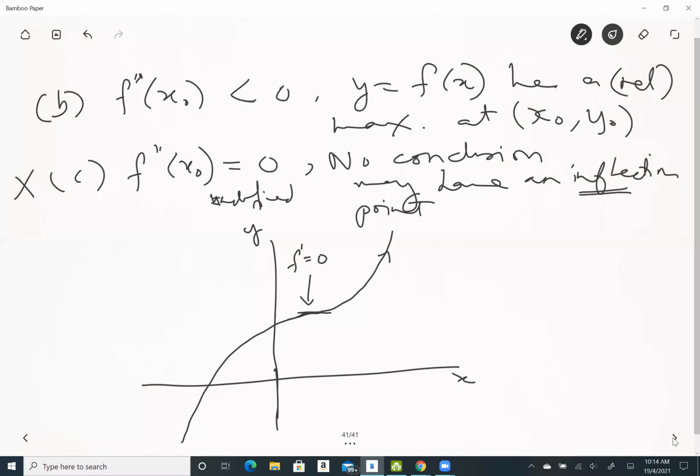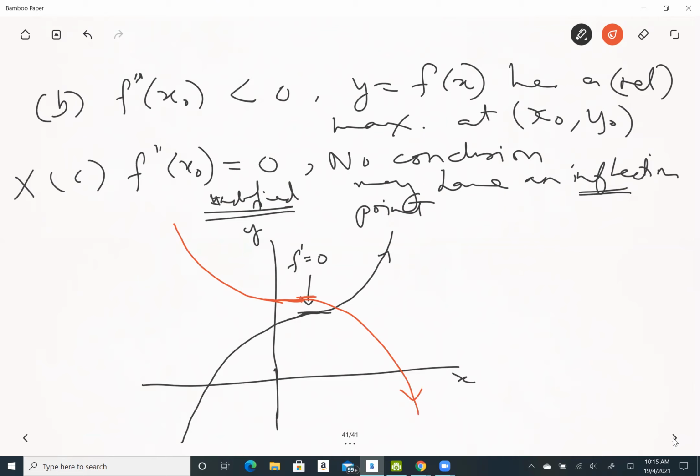Okay, sometimes it's undefined. So you may have an inflection point. And it can also be the other way around. The curve is going down, right? And that means you may have a minimum there, but instead of going up, the curve goes down. So that is also an inflection point.